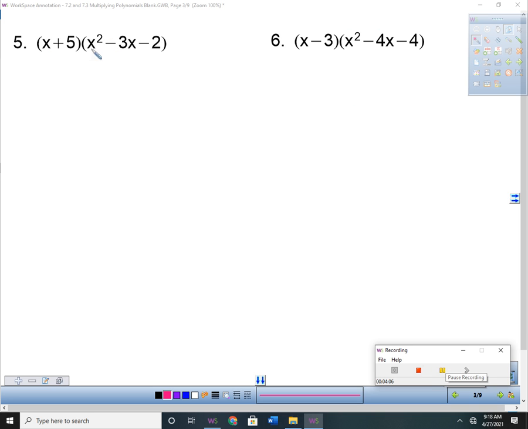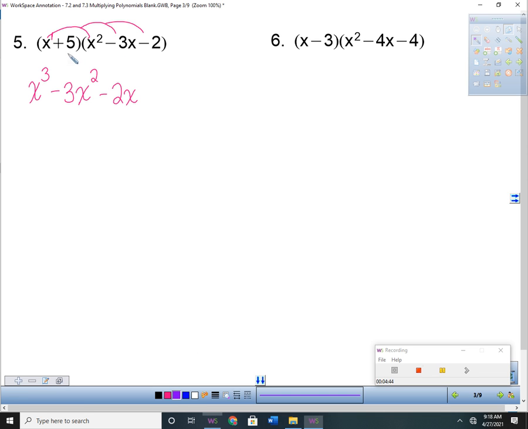Now when you do a binomial and a trinomial, it still remains the same. You still want to take that x and multiply it times all 3 of the terms that are back here in this parenthesis, and then the 5 times all 3 of those terms. So I'm going to take x times x squared. That would give me x to the third. Don't forget, that has an exponent, 1 right there. X times negative 3x is negative 3x to the second. And x times negative 2 is negative 2x.